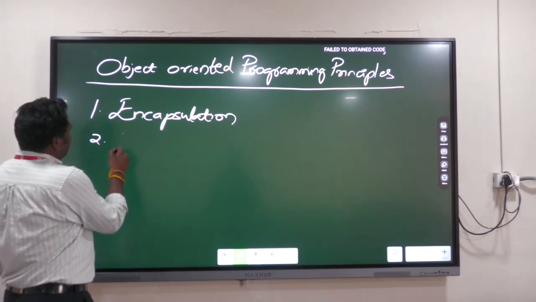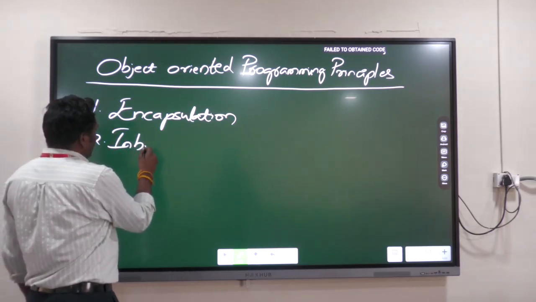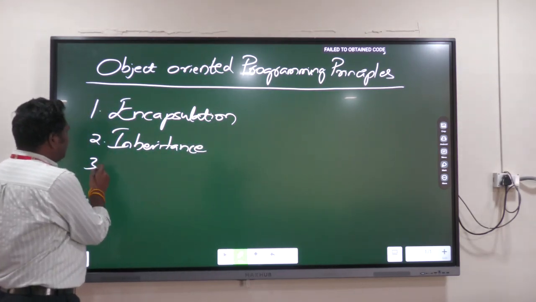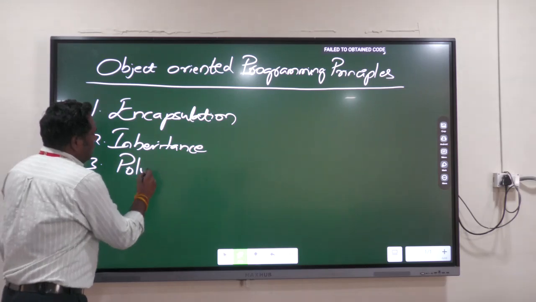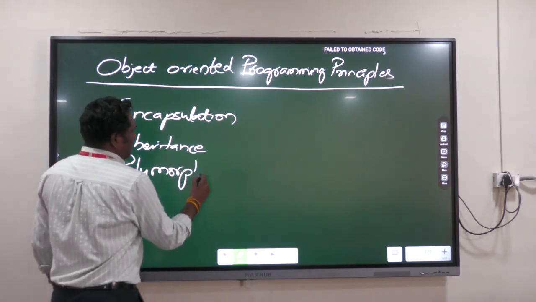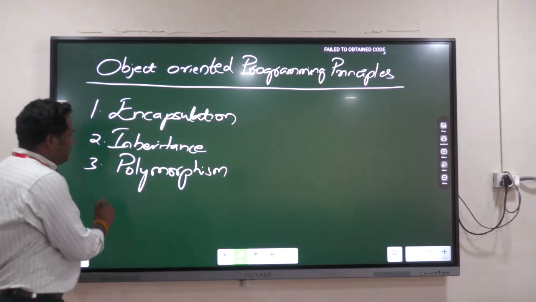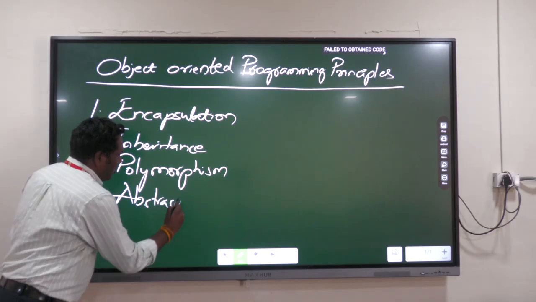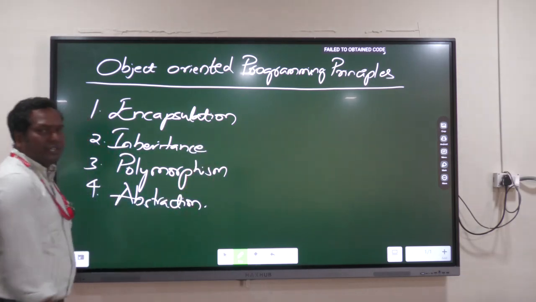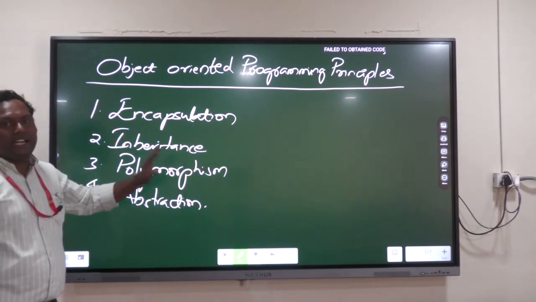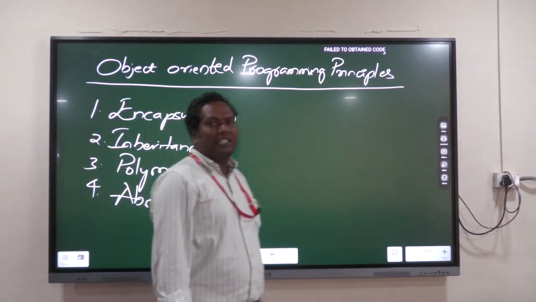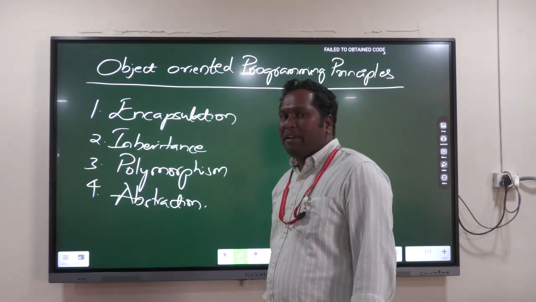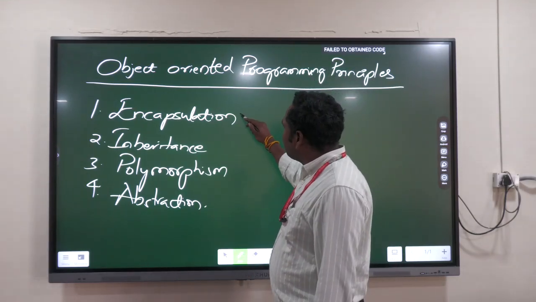encapsulation. Second principle in the form of inheritance. Third principle in the form of polymorphism. Fourth principle in the form of abstraction. So if these four principles are satisfied by any programming language, then we can call the programming language an object-oriented programming language. So coming to the first principle.